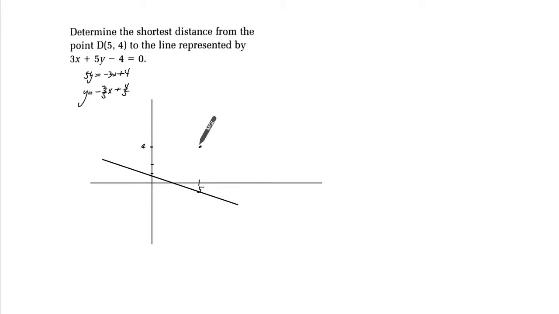So we want the shortest distance, which would be this. Okay. So first of all, I need the equation of this line here. This line will have a slope that's perpendicular to that slope. So the perpendicular slope will be the negative reciprocal of this, which is 5 over 3, and it contains this point. So y is equal to 5 over 3x plus b, plug in 5 and 4.